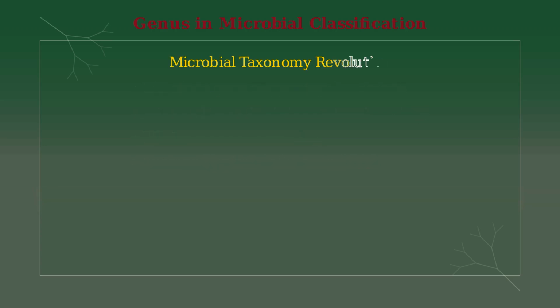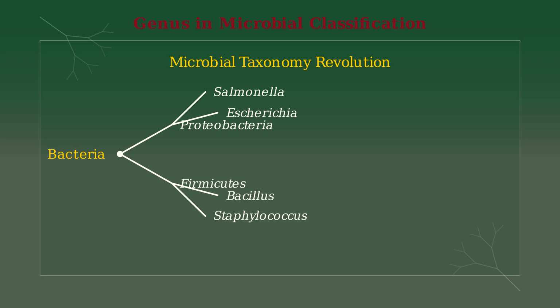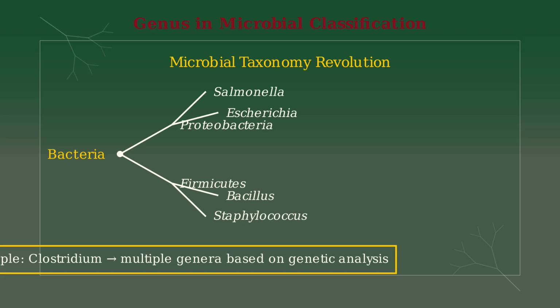Genetic sequencing has revolutionized microbial taxonomy, revealing evolutionary relationships that were previously unknown. Taxonomic trees based on genetic data have revealed that many traditional genera are actually not monophyletic, meaning they don't share a common ancestor. For example, major bacterial phyla like Proteobacteria contain genera such as Escherichia and Salmonella, while firmicutes include Bacillus and Staphylococcus. A notable example of reclassification is the genus Clostridium, which genetic analysis revealed to contain organisms from multiple evolutionary lineages, leading to the creation of several new genera.